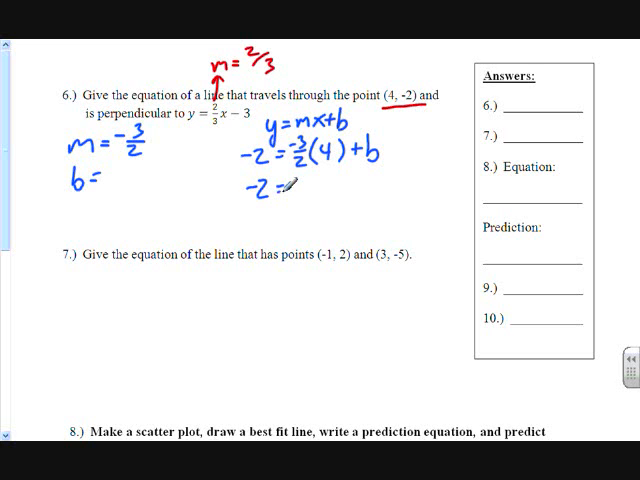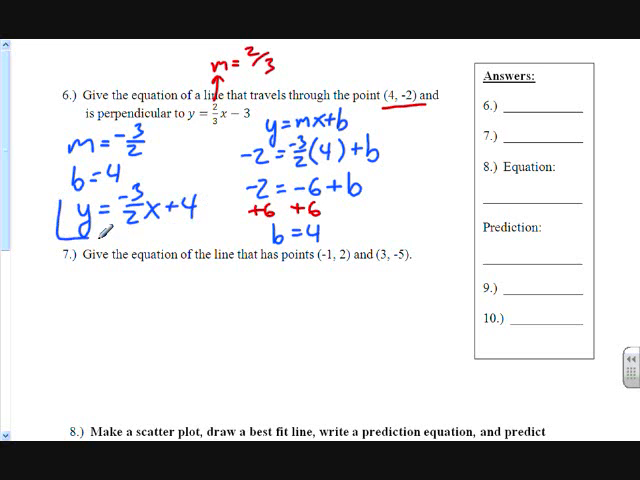This is -2 equals -3/2 times 4, which is going to give me a -6. And now to solve this, I just have to add the 6 to each side. So I add 6 to each side, and I find out that b equals +4. So that's my b value. I still have to write the equation of my line. That's going to be y equals -3/2 x plus 4. And that's it.